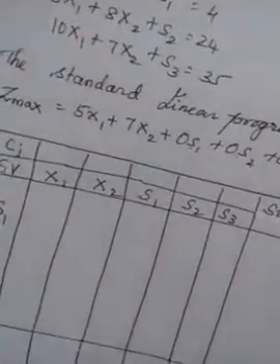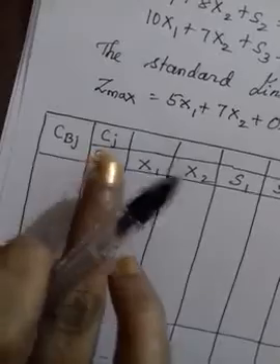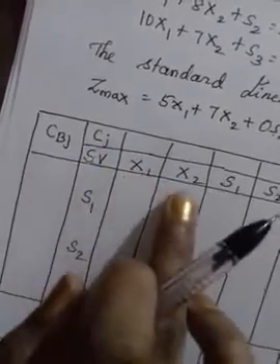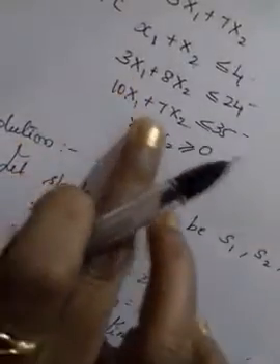Now take down this table: Cj, Cb, Sv, x1, x2. The variables we have are only x1, x2 in the given problem.